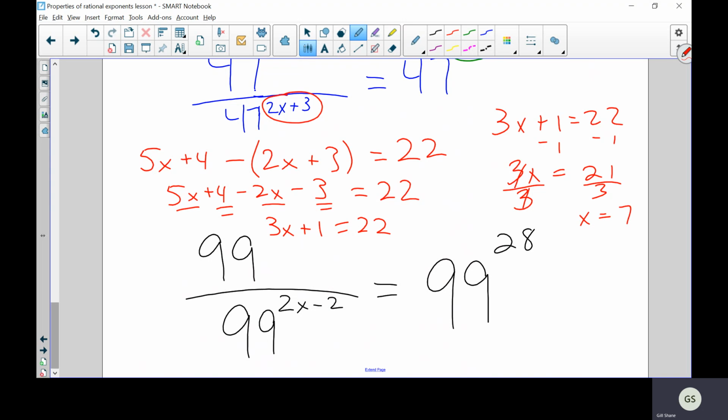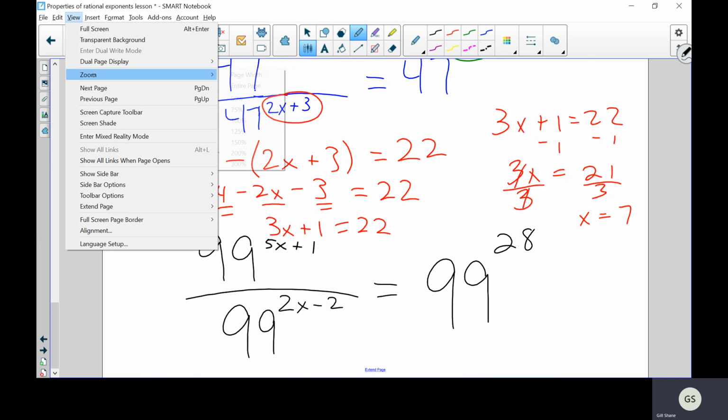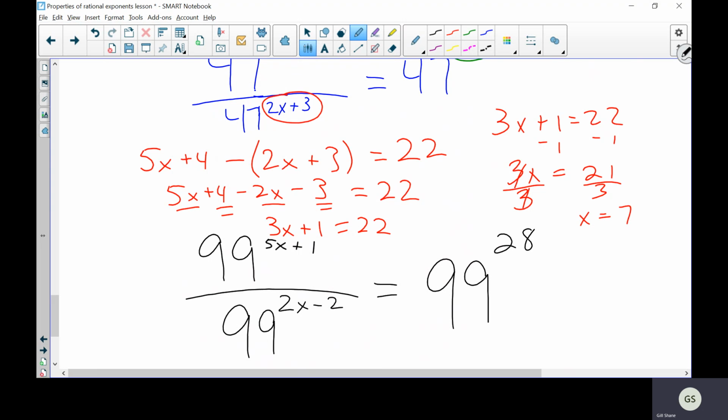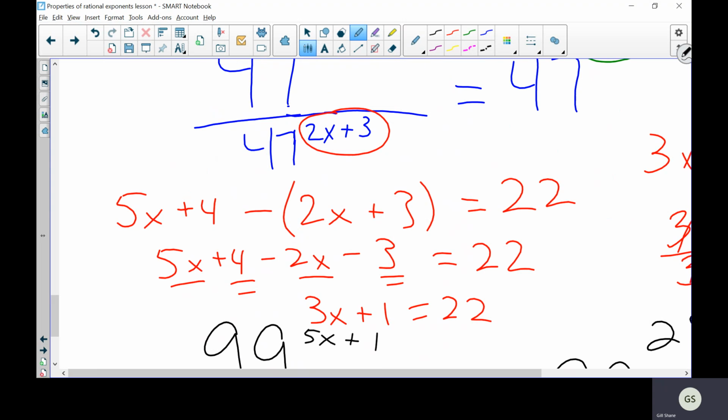Oh, you're right. I didn't put 1. I meant to put 1. I think it erased because I didn't lock it. So here, let me write an exponent up there. We'll go with 5x plus 1. There, that's your exponent up there. 5x plus 1 is the top exponent. I'll zoom in so you can see a little bit better. Everything in black, basically.